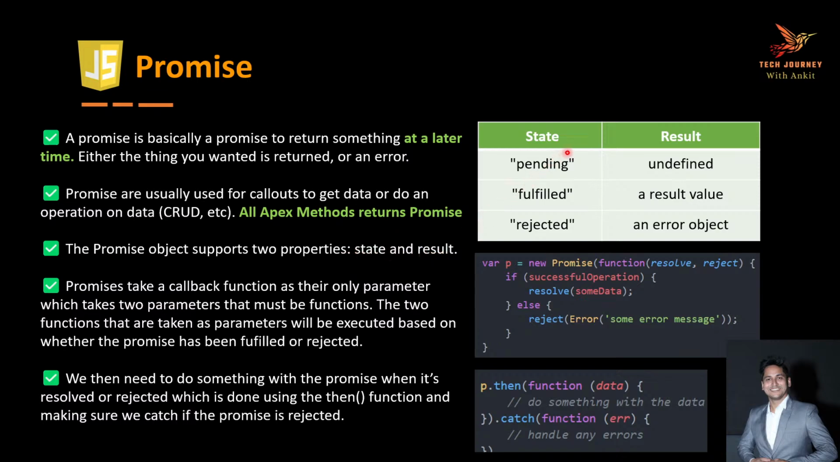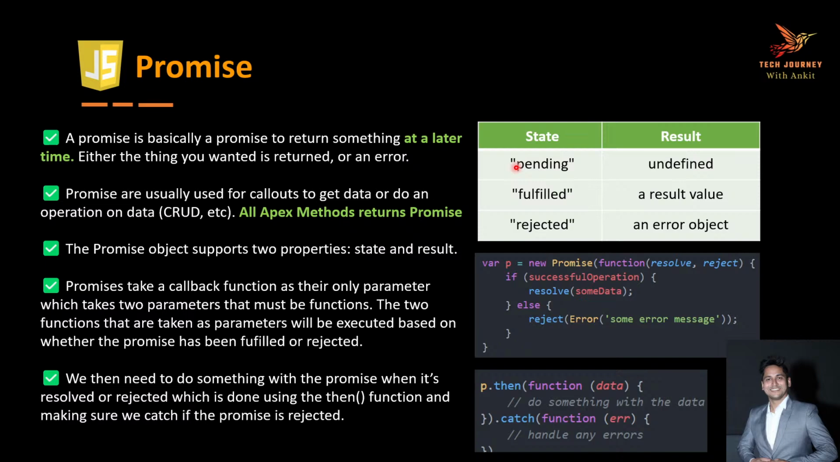Every promise will fall under three states. First one is the pending state, second one is the fulfilled state, and third one is the rejected state. So the promise object has two properties: first one is the state, second one is the result. For states in a promise, we have three different types: pending, fulfilled, and rejected.